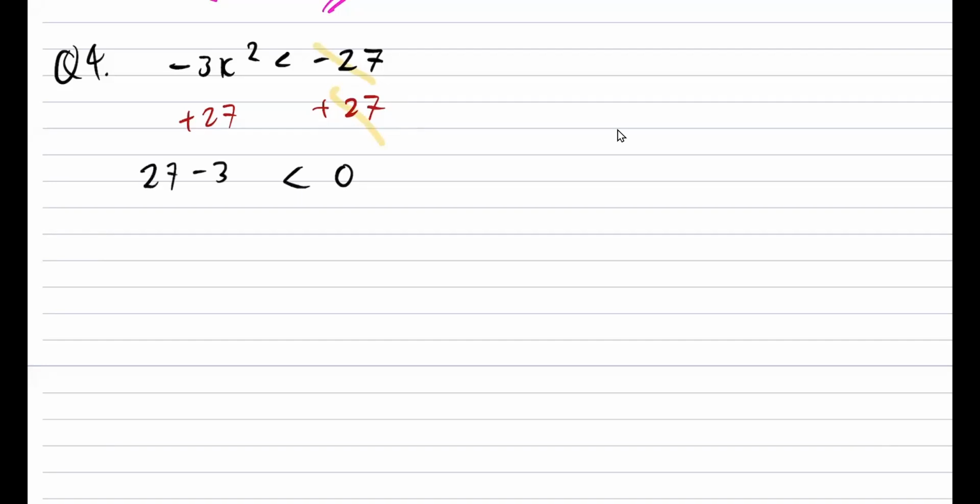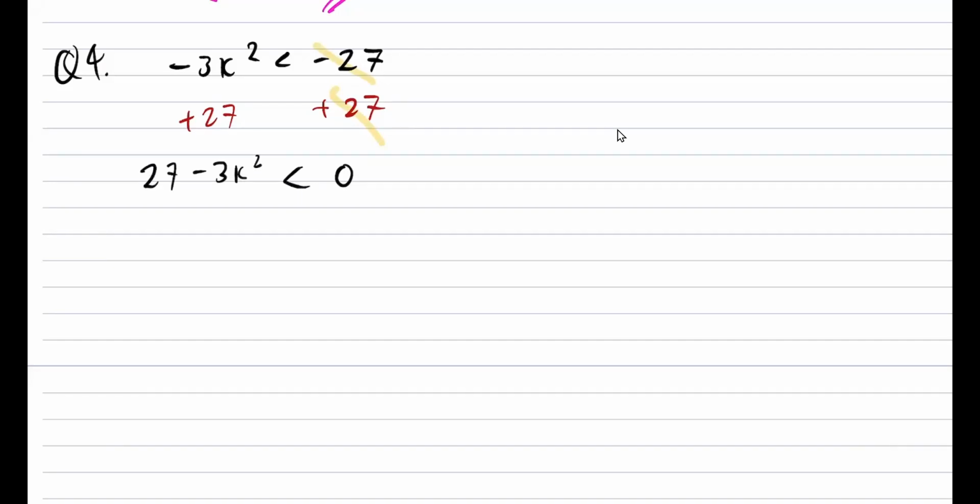Okay, let's go. So question 4, negative 3k squared less than negative 27. Oh no, now it is so complicated. Don't worry. Let me just suggest to you how you can do this. Minus 27. I'm going to plus 27 on both sides. What happens when you plus and minus 27? 0. Cancel off, your left with a 0. Good. So less than 0. So you get 27 minus 3k squared.